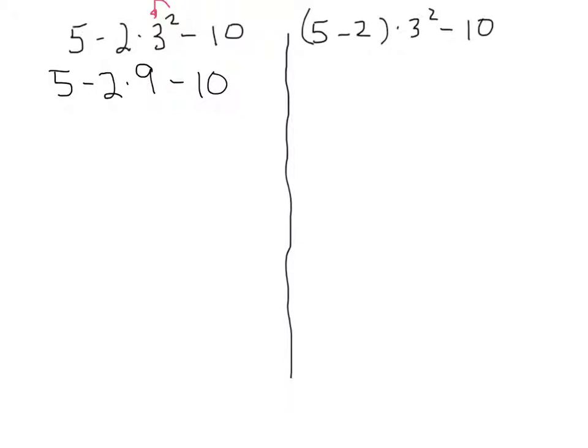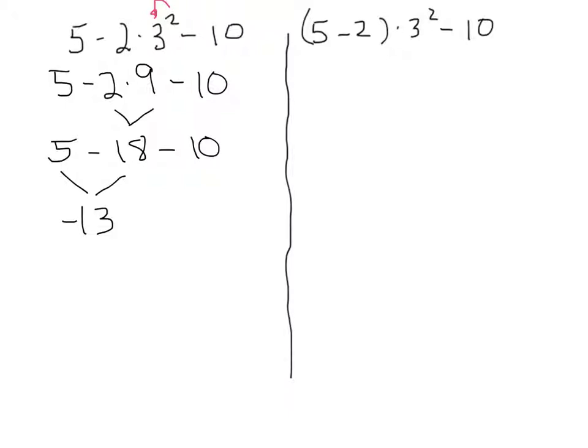Now, to look at this further, there's no parentheses or exponents remaining, so there's only multiplication and division. Since there is no division in this problem, we do the multiplication, which means we do 2 times 9, which would give us 5 minus 18 minus 10. Now, what we have here is a left to right problem of addition and subtraction. You could rewrite it as an addition problem, but you can simply do this as a subtraction problem going left to right. 5 minus 18 is negative 13.